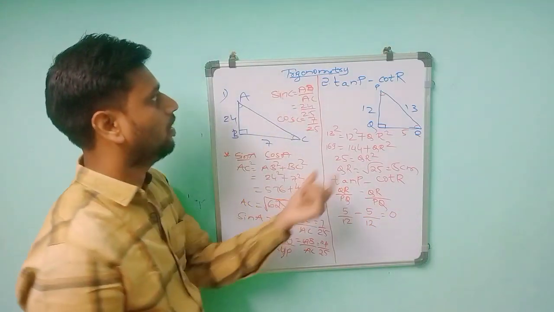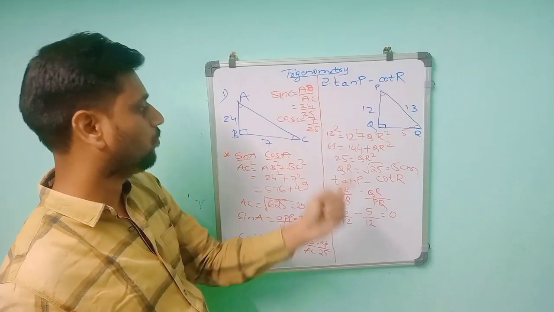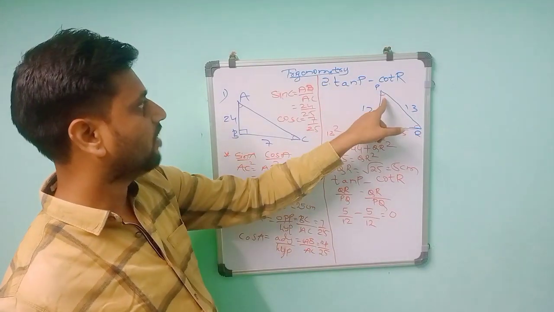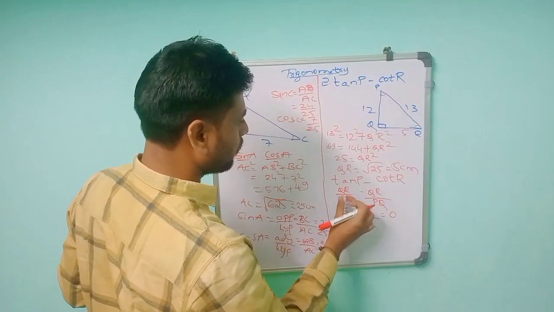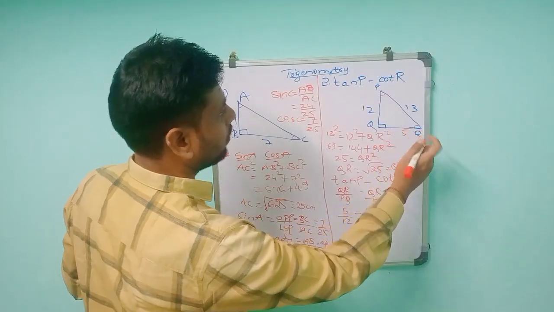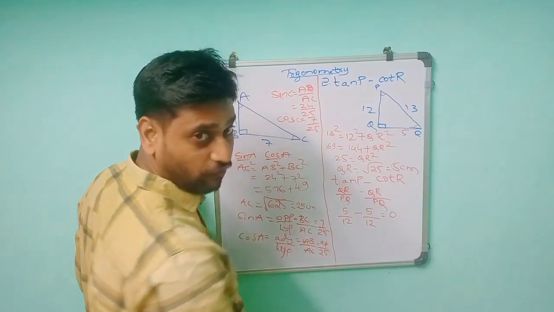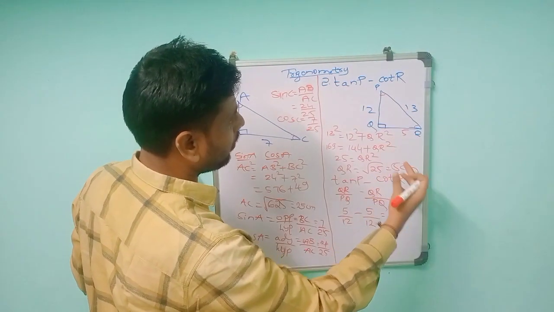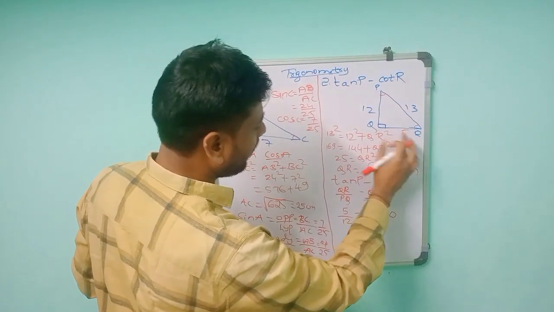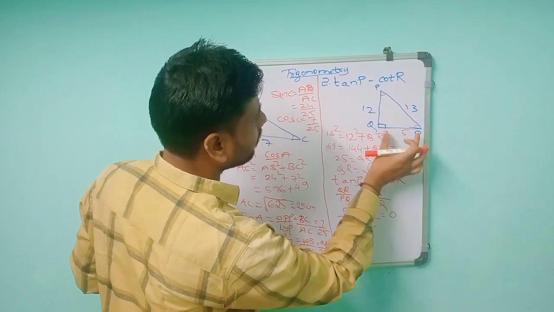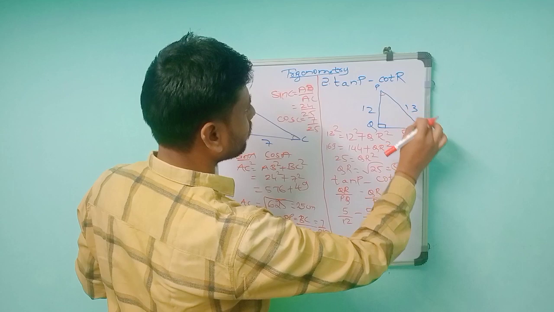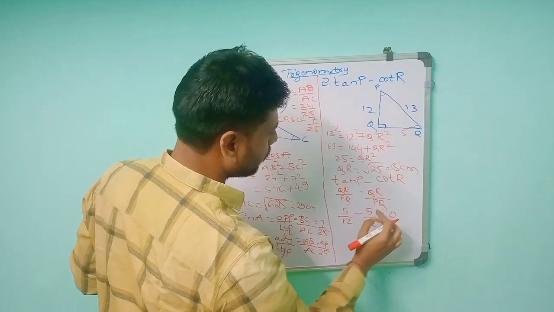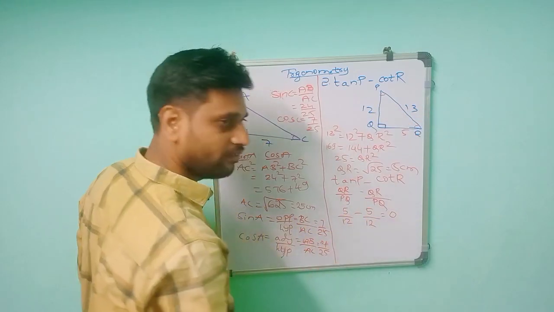So the answer for tan P minus cot R: tan P is opposite by adjacent, so QR by PQ. Cot means it is the reverse of tan, so adjacent by opposite. QR is the adjacent and the opposite is PQ. So 5/12 minus 5/12 is equal to 0.